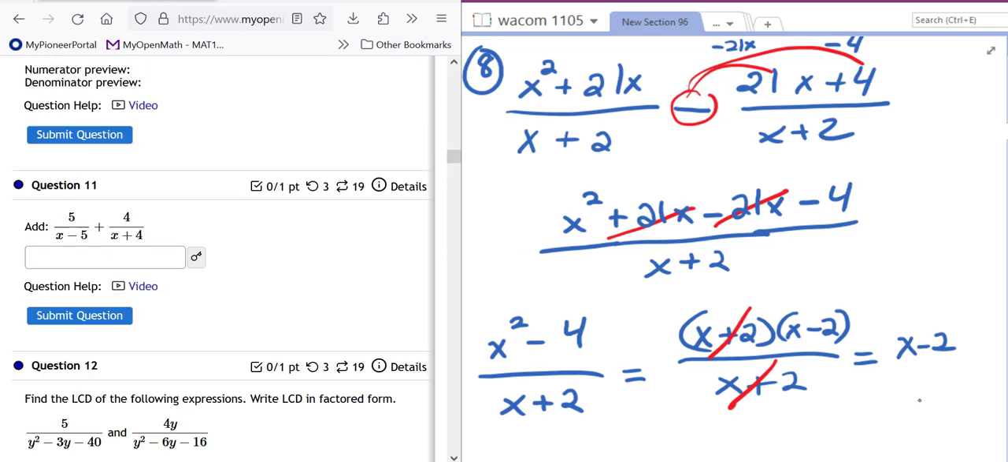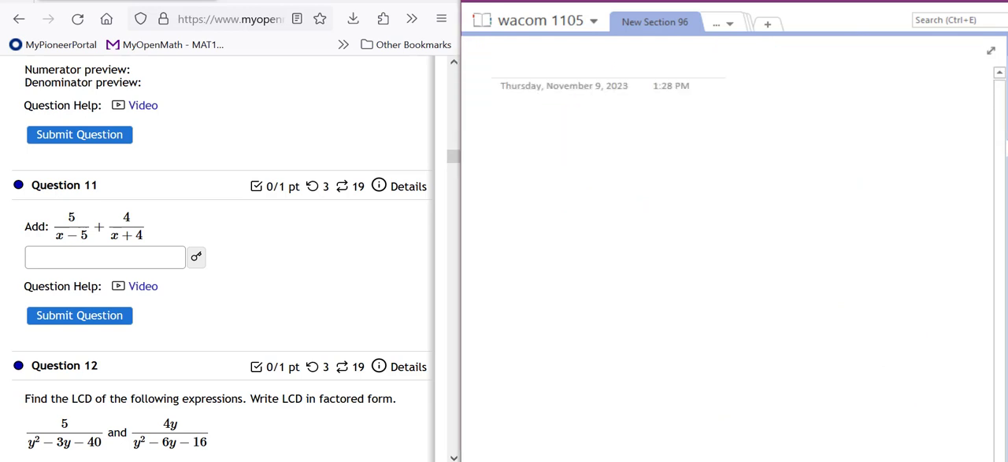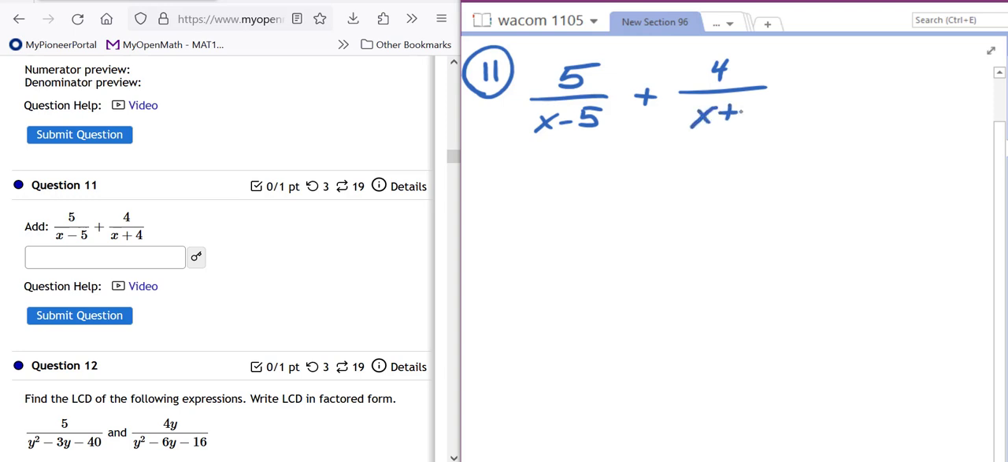All right, question 11. This one has different denominators. So we'll do it. So we have 5 over x minus 5 plus 4 over x plus 4. Right? When you pick your common denominator, you factor the denominators if they will, and you have to have every kind of piece you have.